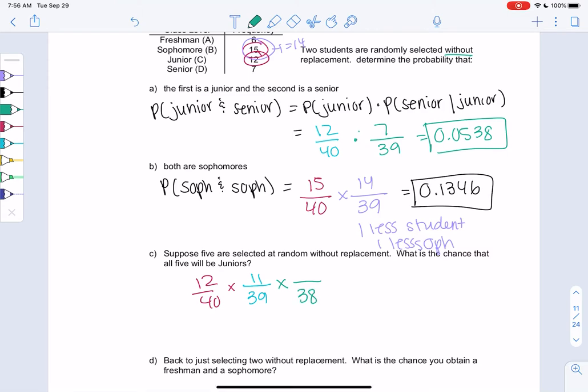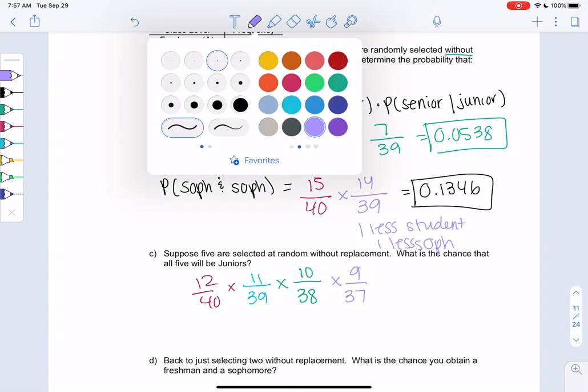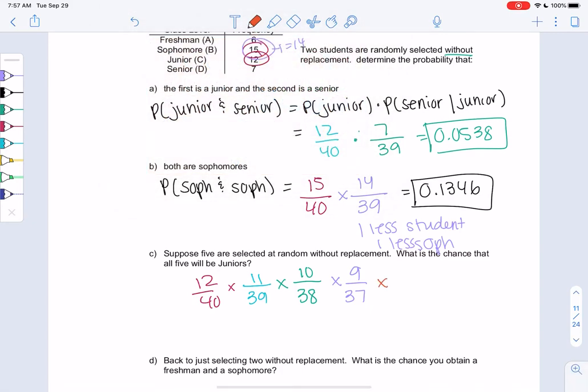How many juniors? 10. Okay, keep going, right? 9 out of 37, right? One less junior, one less student. And then one more. So now again, we have one less, so there's only 8 juniors left and there's only 36 students left. And go ahead and multiply them.